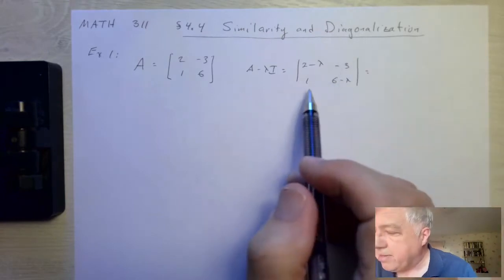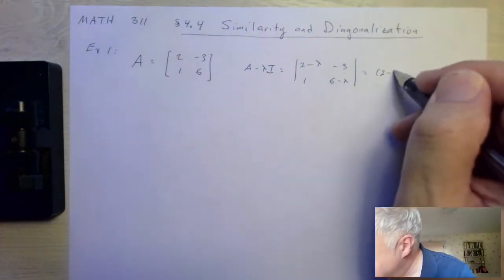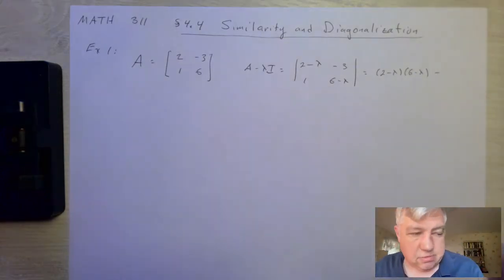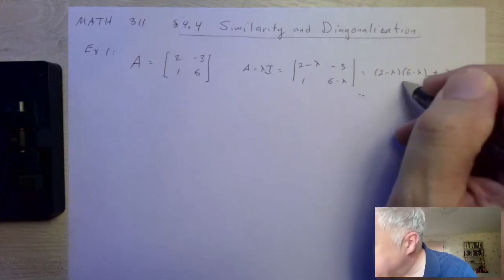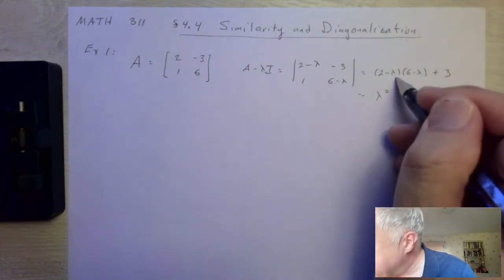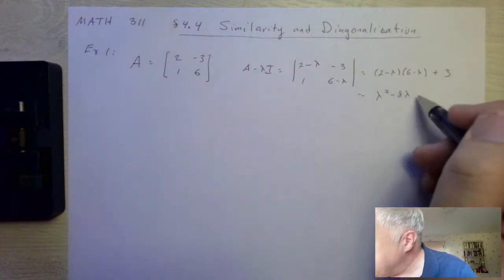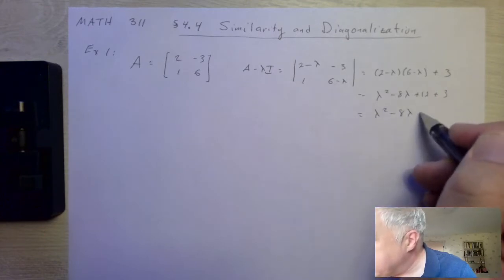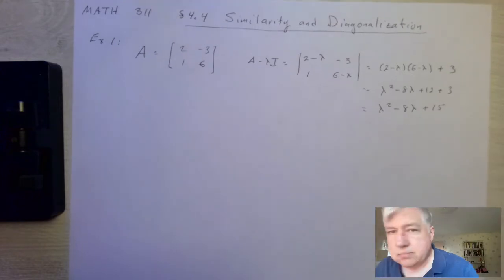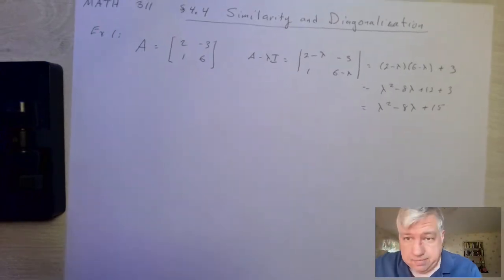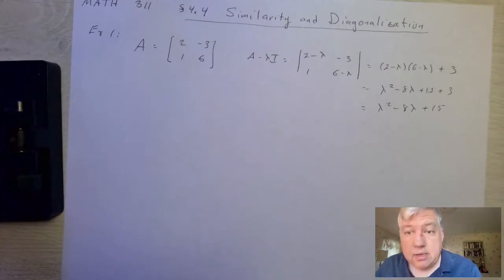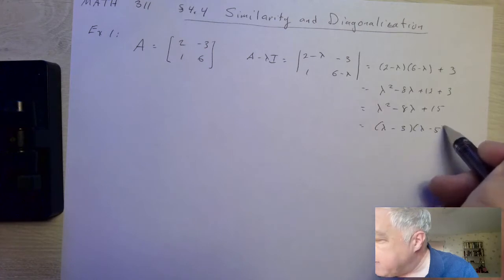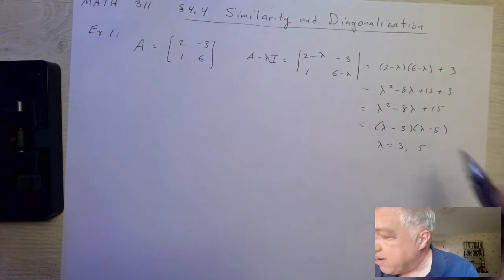And when we take the determinant of this, this will be 2 minus lambda times 6 minus lambda, minus -3, which is plus 3. Multiplying this out, you get lambda squared minus 8 lambda plus 12, plus 3, is lambda squared minus 8 lambda plus 15. And hopefully you can see that this factors nicely as lambda minus 3, lambda minus 5. So lambda equals 3 and 5 are your eigenvalues.